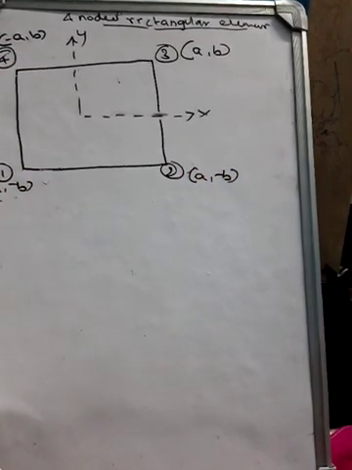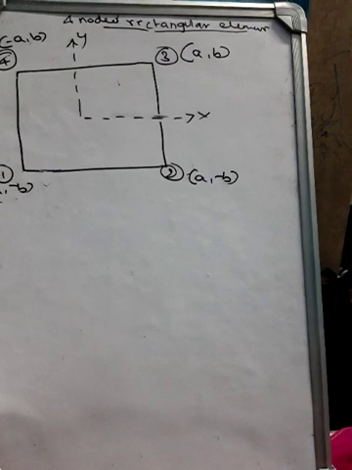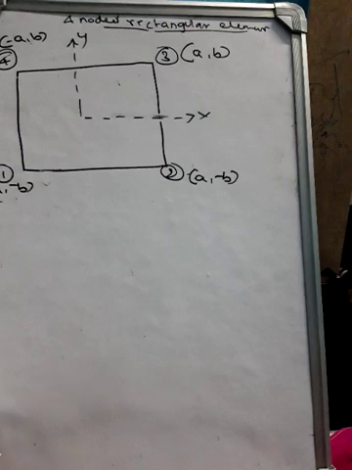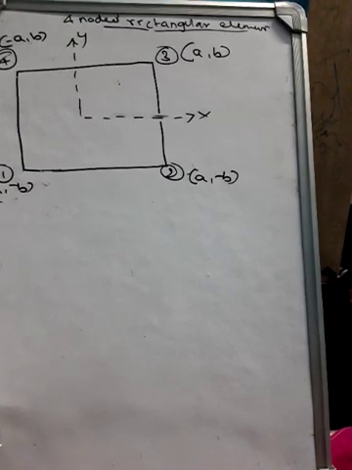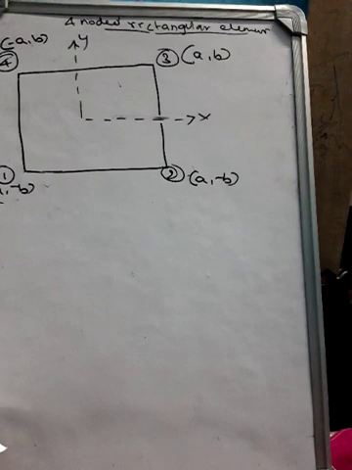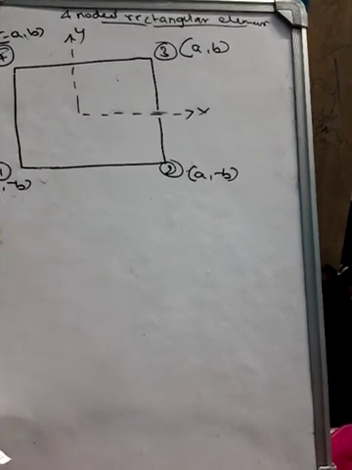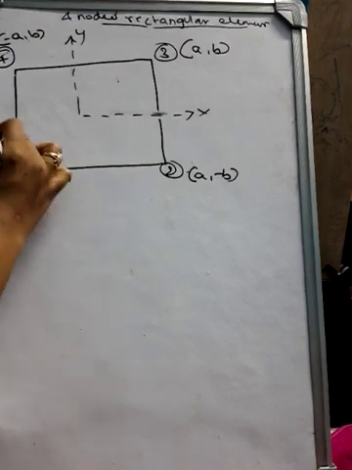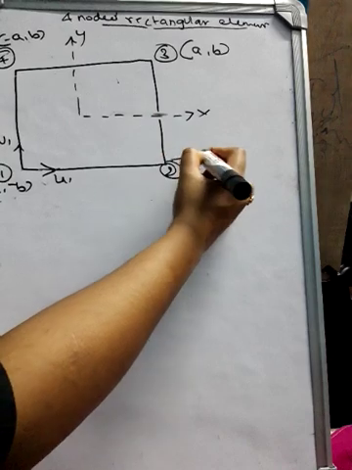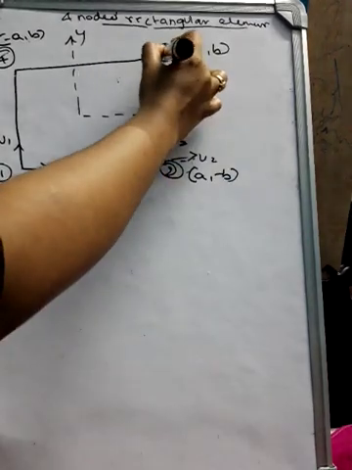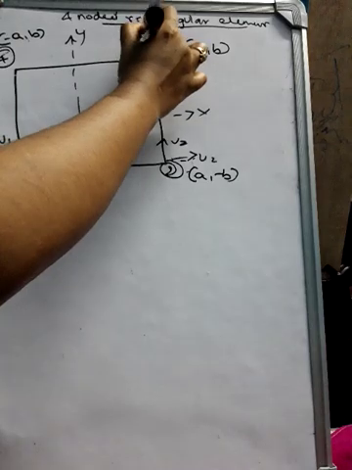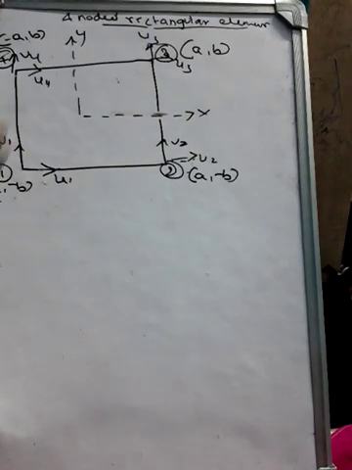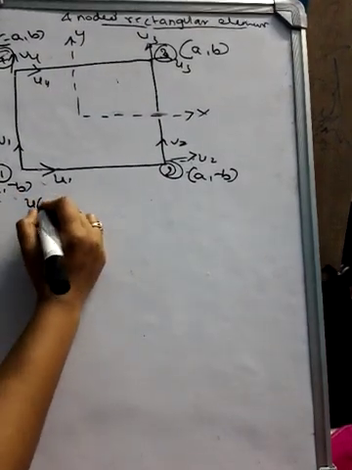Hello everyone. So today we are going to learn how to calculate the shape function for a rectangular element, and here I have taken a four noded rectangular element. Now we know that this is a 2D element, so you will be having two components of displacement: u1, v1, and here it is u2, v2, u3, v3, u4 and v4.